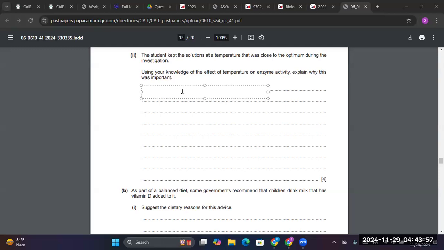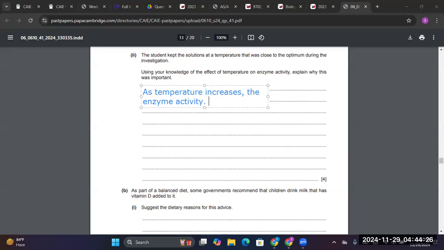Okay, the answer that we're going to give over here is this: as temperature increases, the rate of reaction, or the enzyme activity, increases. First, we have to give an explanation. As the temperature increases, the enzyme activity increases.